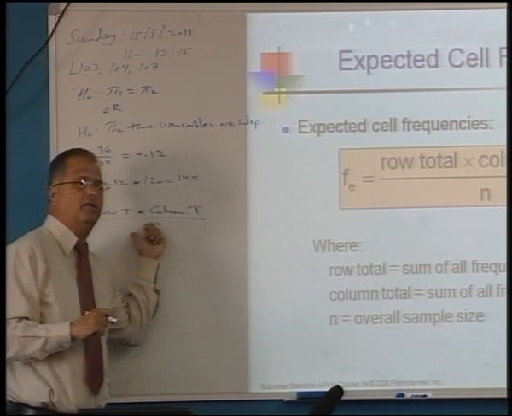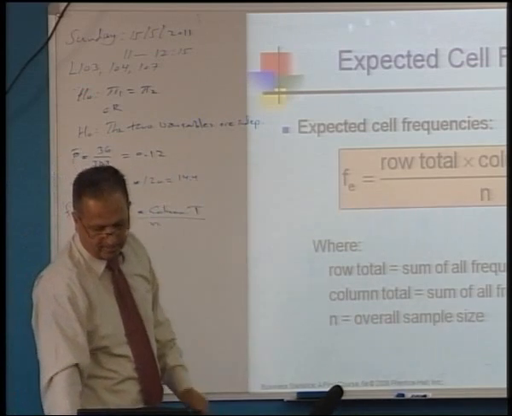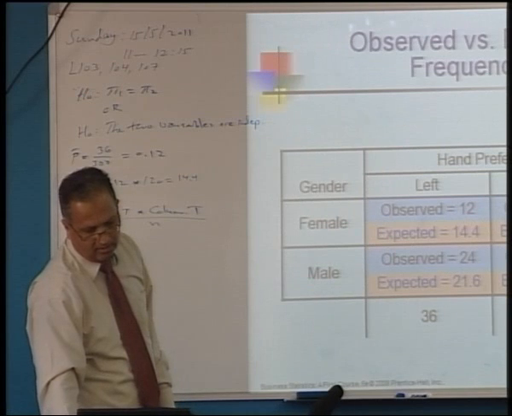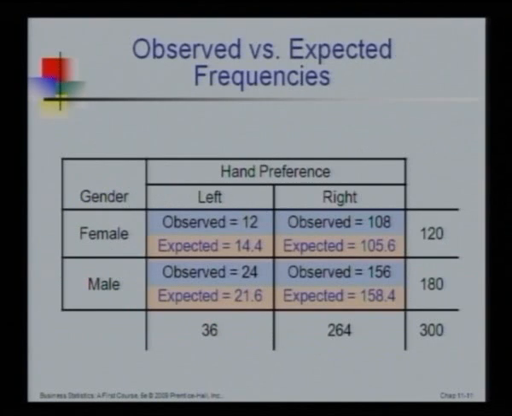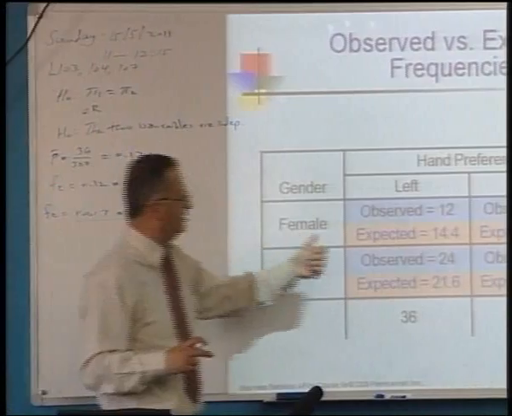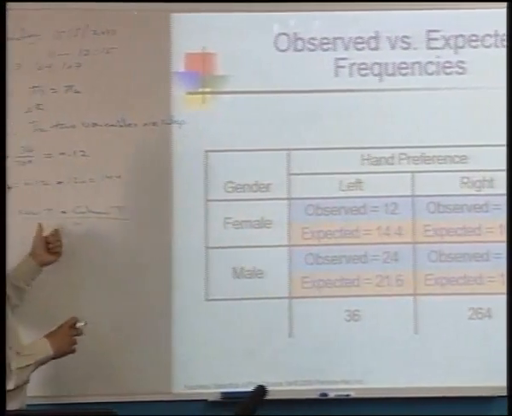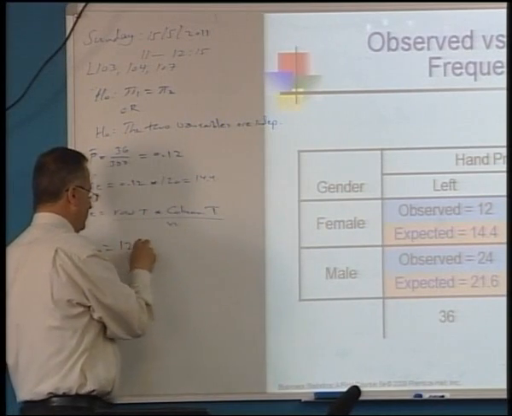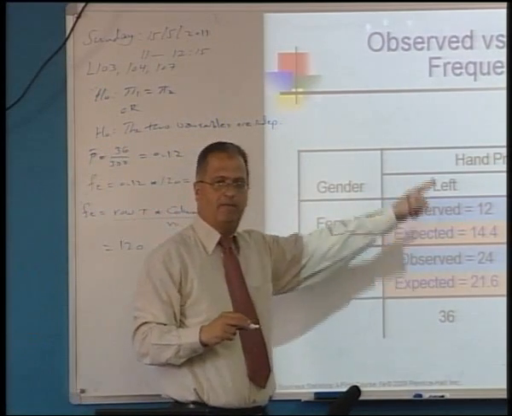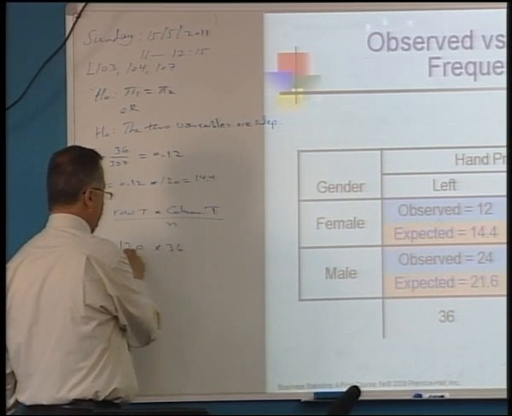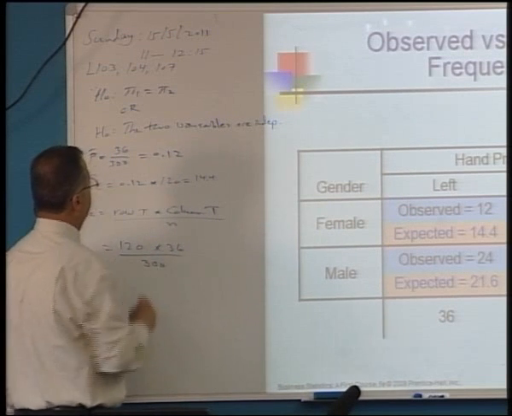Also, this equation is true for the previous example. If we go back a little bit here, the expected for this cell was 40.4. Now let's see how we can compute the same value by using this equation. It is equal to row total 120 multiplied by column total 36, divided by 300.